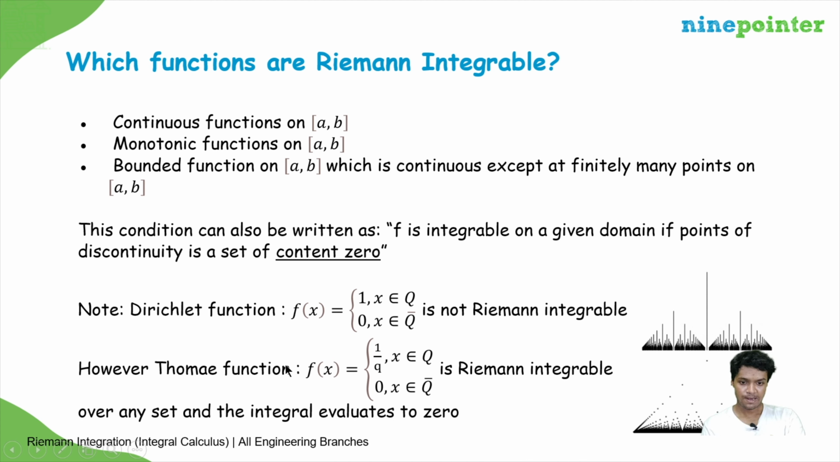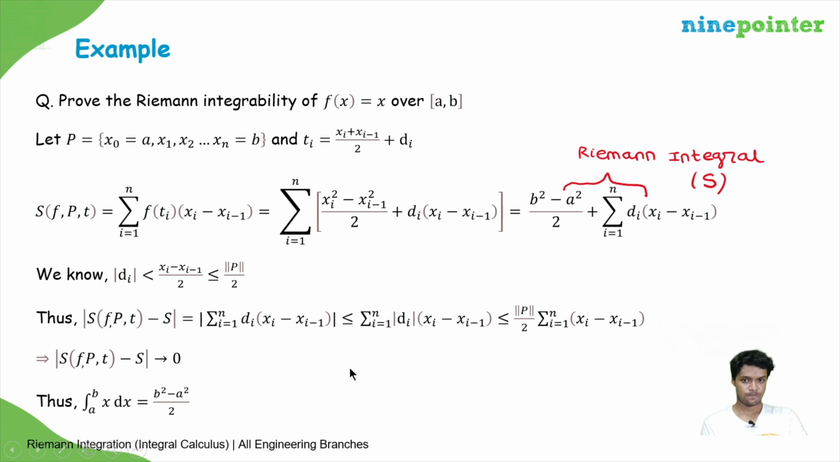Similarly, we define a function called the Thomae function, where f(x) is 1/q if x is p/q, that is, x belongs to the rationals, and 0 if x belongs to the irrationals. However, unlike the Dirichlet function, this function is Riemann integrable, and the integral over any interval evaluates to 0.